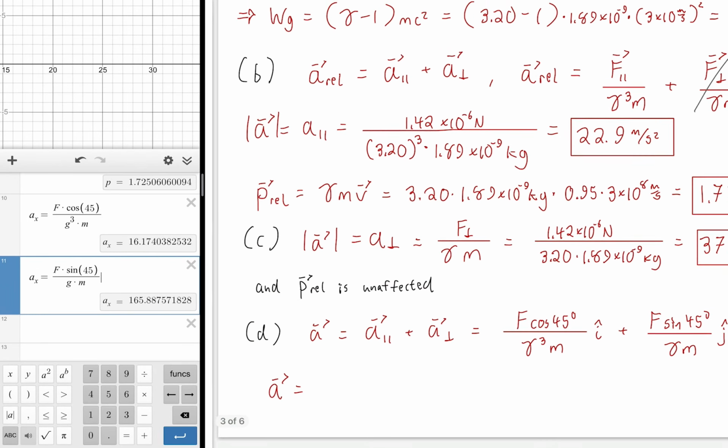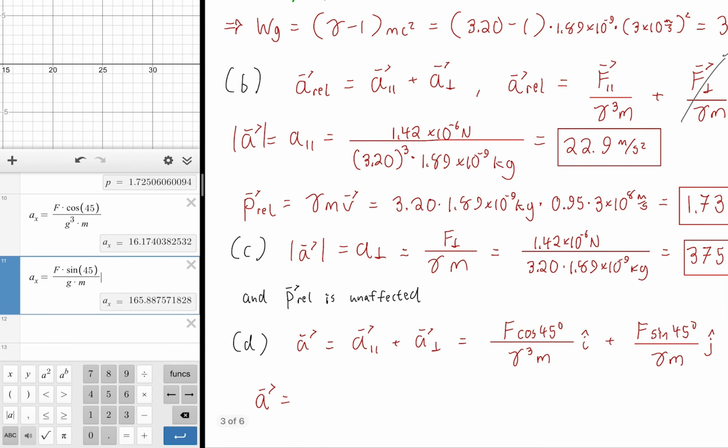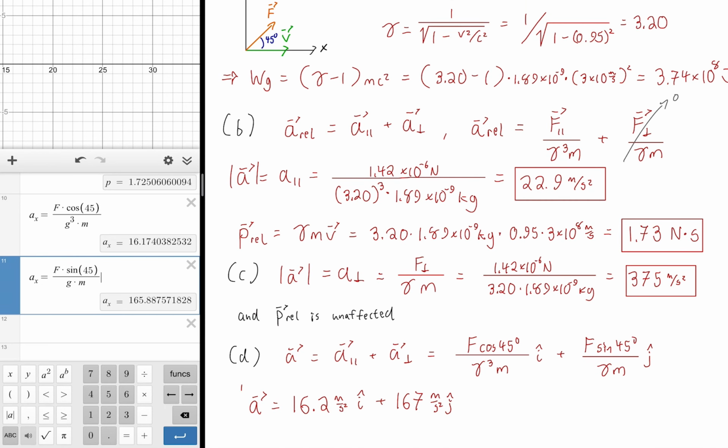Okay, so great example of at these high speeds, we can see which acceleration is really going to make a big difference. So this is going to be 16.2 meters per second squared in the i hat direction, which is also the parallel direction, and then plus 167 in the perpendicular direction, meters per second squared, j hat. Okay, so that would be our vector. We'd be done there. We could certainly put a box around it and say that's our vector.